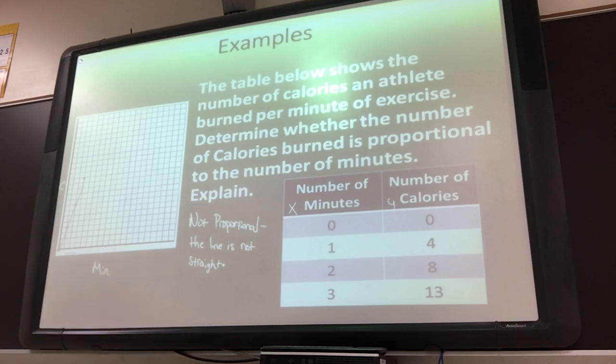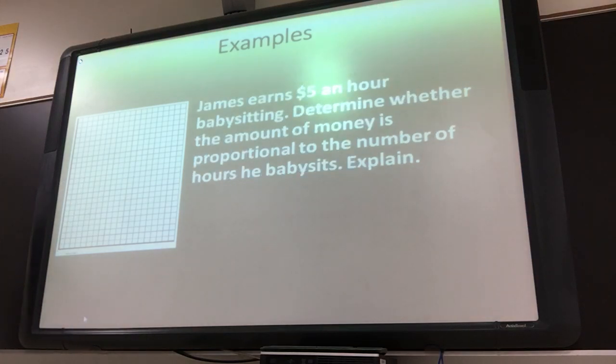Okay, so decide what x and y are, find your points, label the x and y axis, graph it, and see if it's proportional. You all go ahead and do the last one. So you'll need to come up with the points on your own, and then graph that and see if it's proportional.